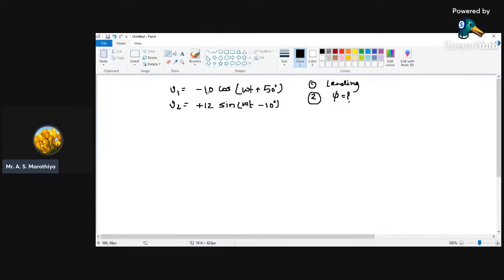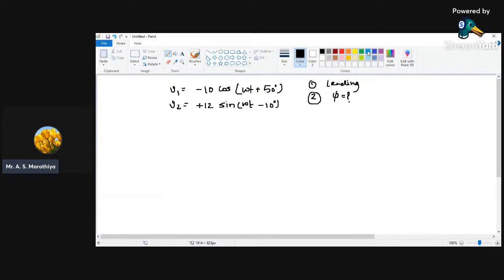That means आपके पास में दो सेट ऑफ मैथमेटिकल इक्वेशंस है. एक v1 है, that is -10 cos(omega t plus 50), and v2 है +12 sin(omega t minus 10). एंड योर ऑब्जेक्टिव है कि इन दोनों में से कौन किसको लीड कर रहा है, और दूसरा ऑब्जेक्टिव है कि कितने एंगल से लीड कर रहा है, व्हाट एंगल, which quantity is going to lead the other quantity. That we need to find out.